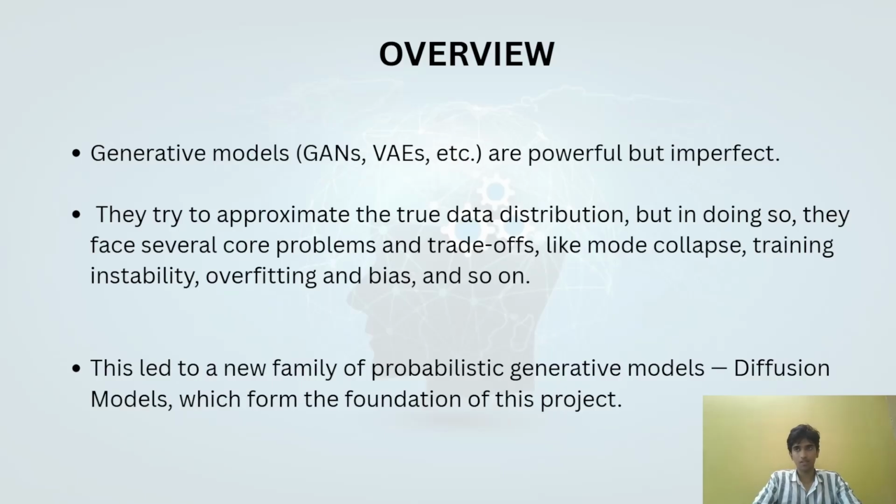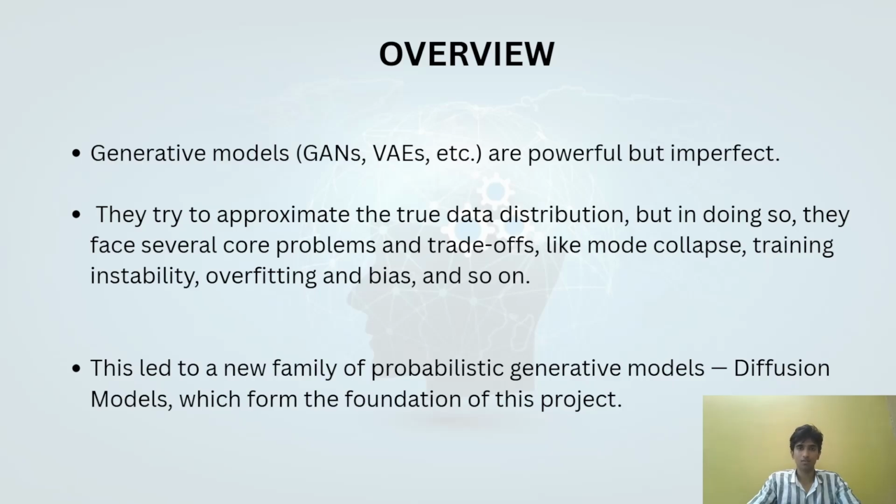These generative models, though they sound very advanced, are actually a little imperfect, because we only try to approximate the true data distribution, and in doing so we face many problems such as mode collapse, training instability, overfitting, bias, and a lot of other problems. I'll explain what these mean later, along with the details. Overfitting and bias, I hope you know what those mean. This leads to a new family of probabilistic generative models, which are diffusion models, which are actually the foundation of my entire project.